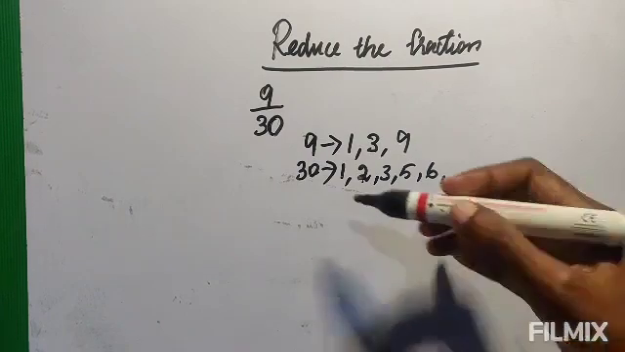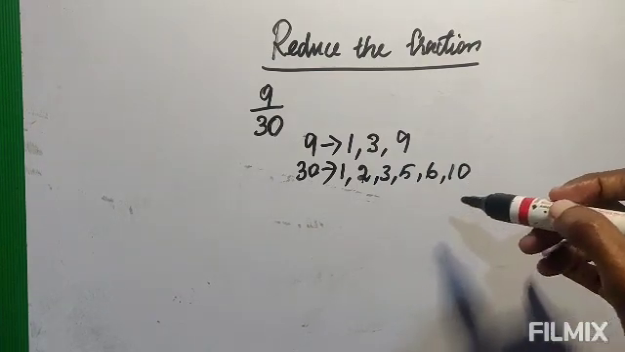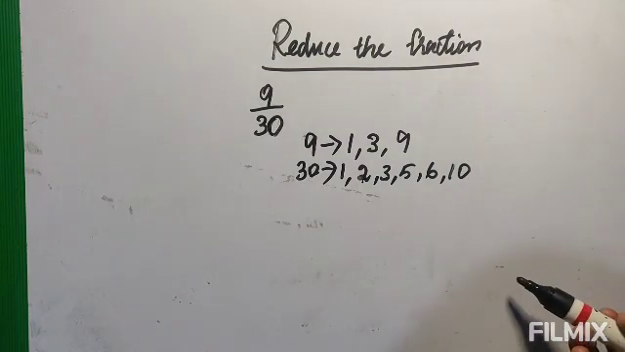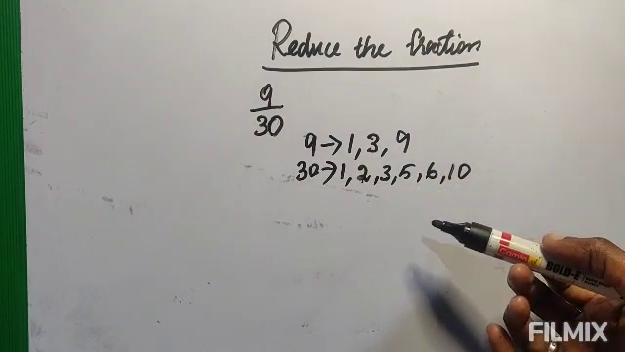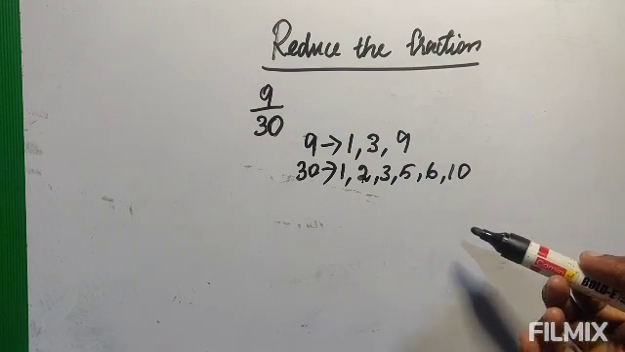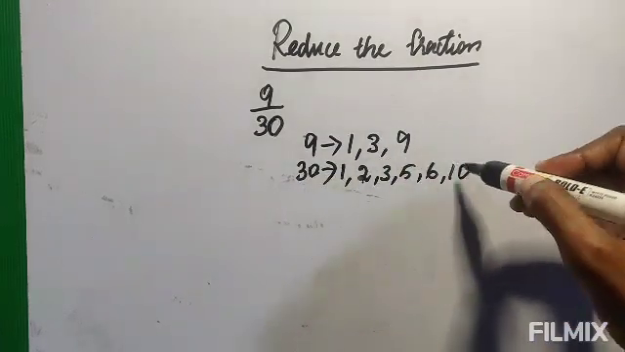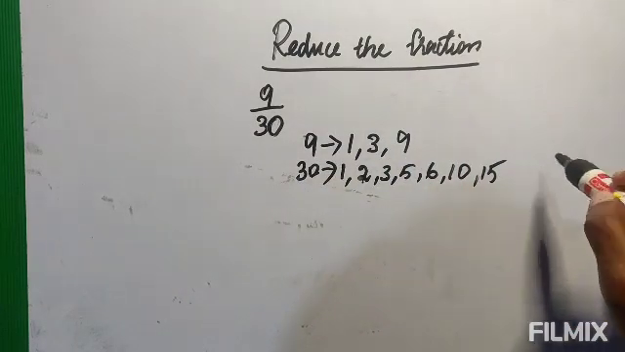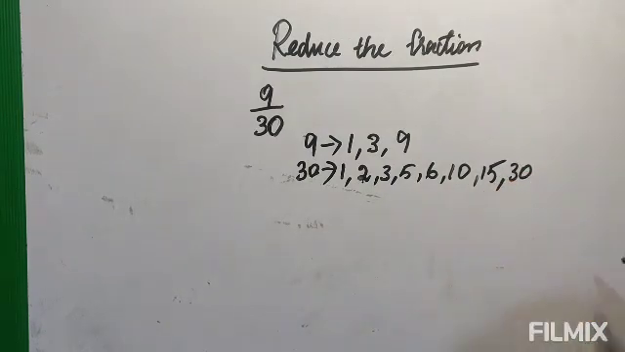Again 10, since it is ending in 0, 10 can divide. Then after that 11, a prime number, cannot divide. Again 12, it doesn't come in the 12 table. After 12, 13 also doesn't come. 14 no, 15 table it comes, so 15 can divide. And last, 30 will come, that's all. Okay, so this is the way you have to find.